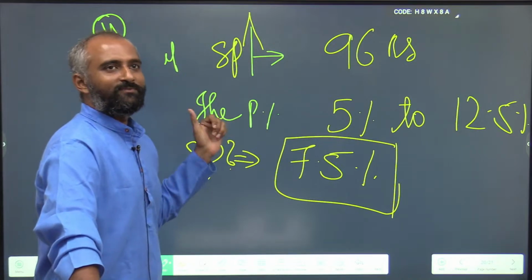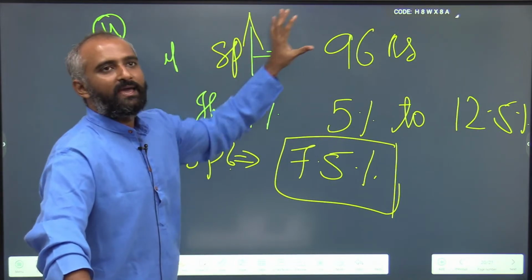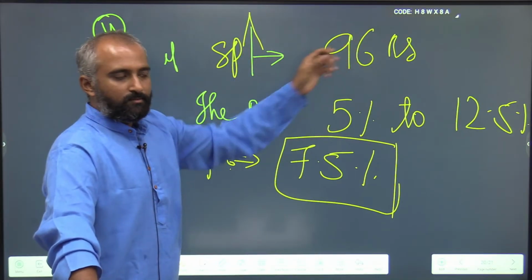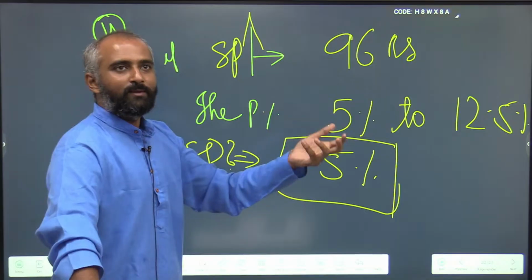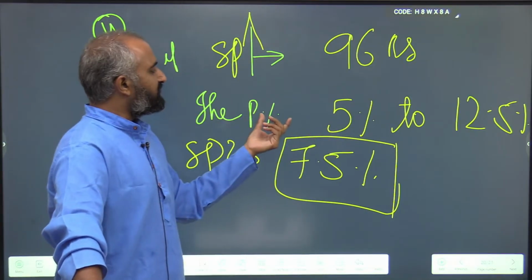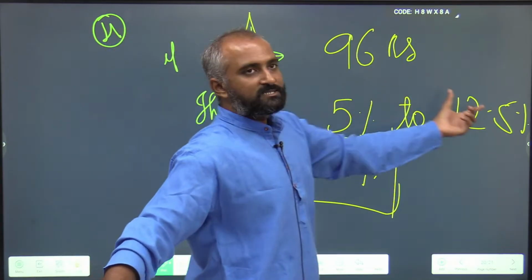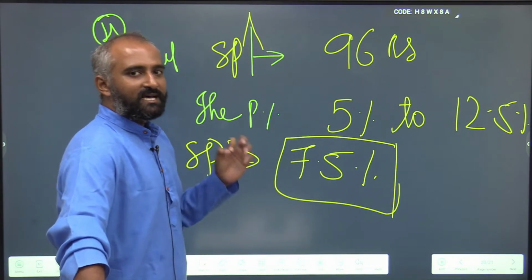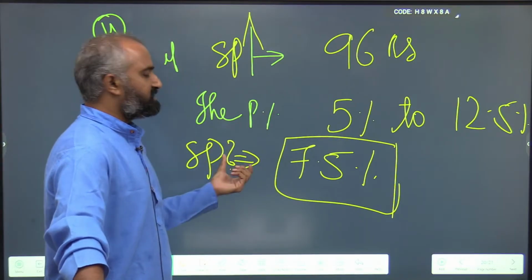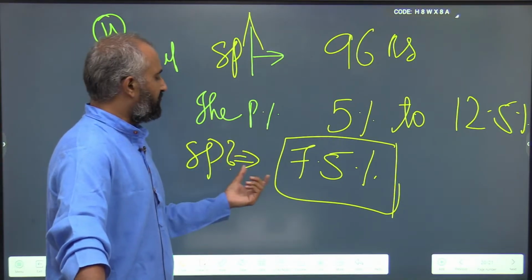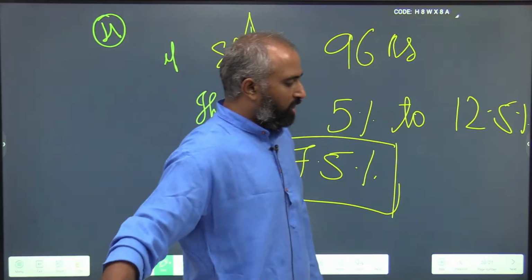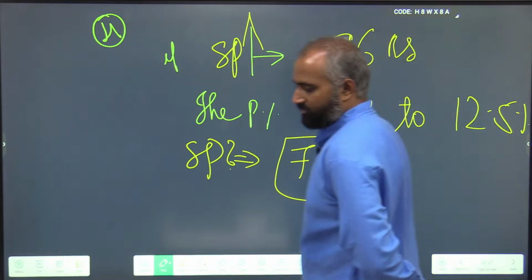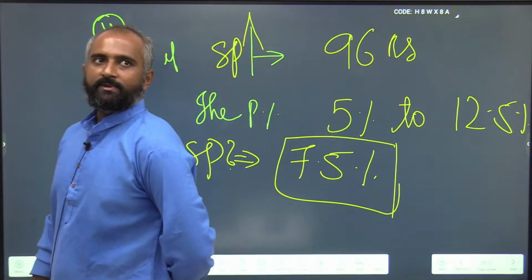I am repeating the question once more. Selling price is increased by 96 rupees. Because when you sell at a higher price, you get more profit, right? The profit percentage has increased from 5% to 12.5%. Now he is asking, at what selling price should I sell when I want a profit of 7.5%?